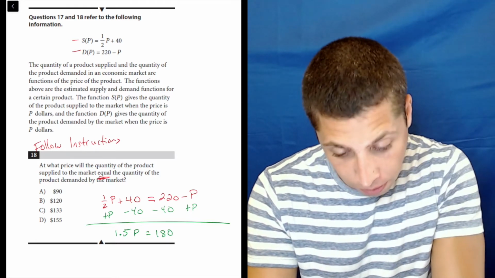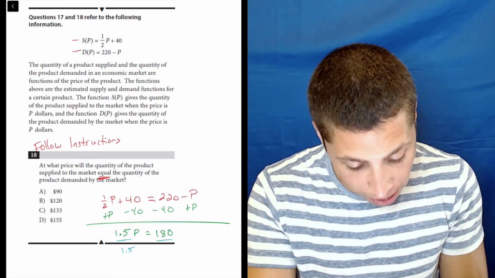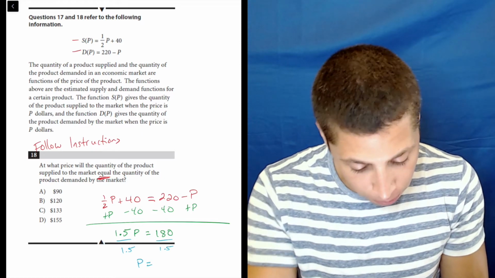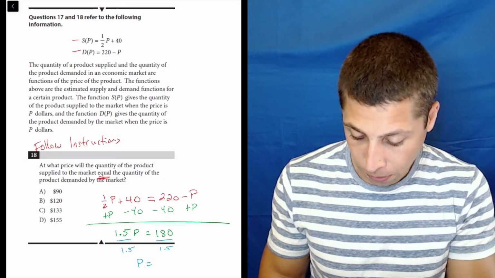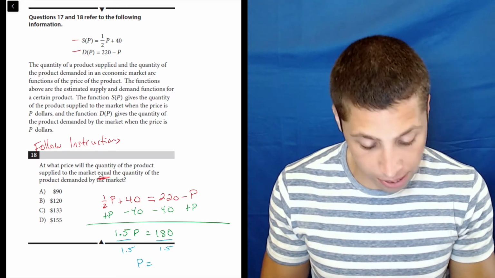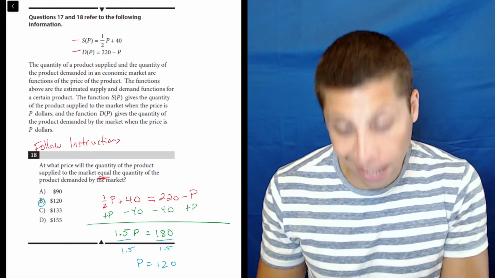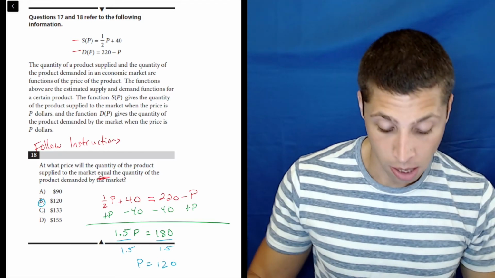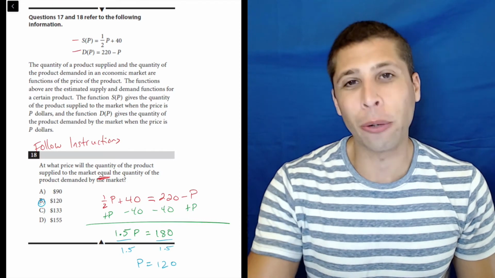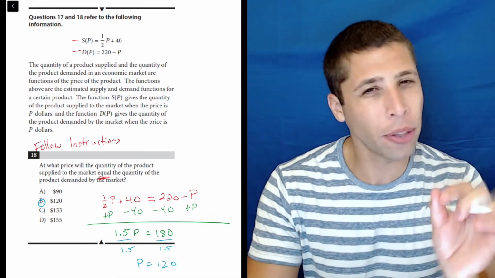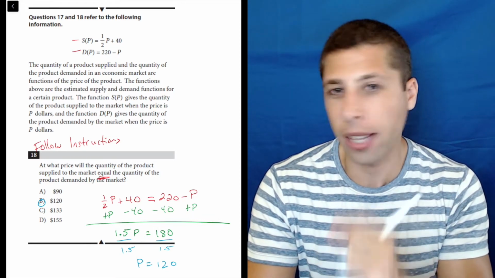And then we divide both sides by 1.5, and we get that P is equal to 180 divided by 1.5, which is 120. That's an answer. That is the answer, and you're done. So yeah, maybe there's a little annoying algebra once we set them equal, but I don't think that's where people go wrong. I think that they just don't know where to start.